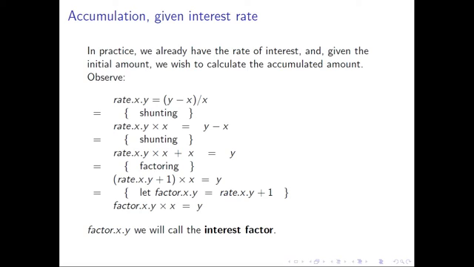Factor of X of Y we'll call the interest factor. In some places, this is called the accumulation factor. Now, we've seen that after one period of time, the accumulated amount will be X multiplied by factor of X of Y.